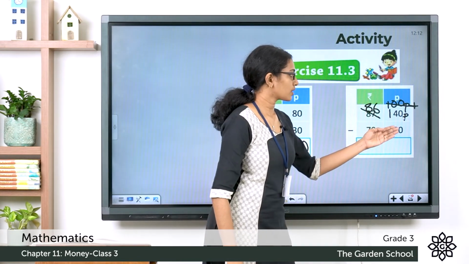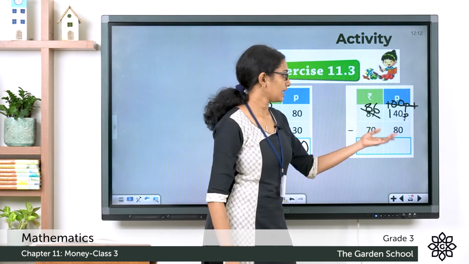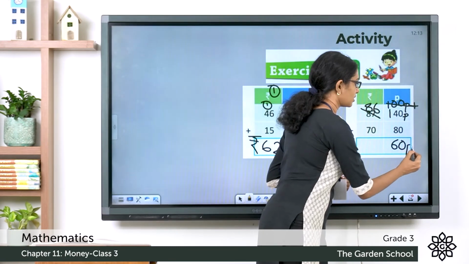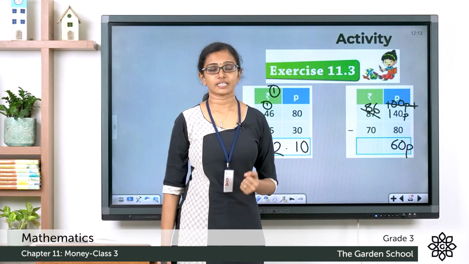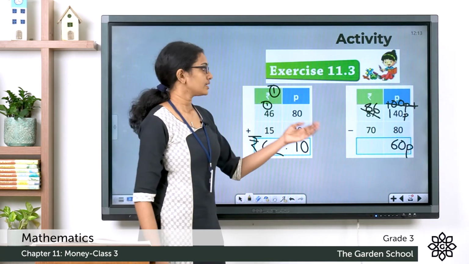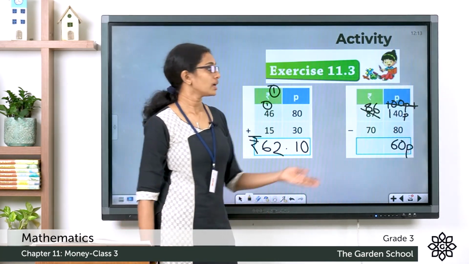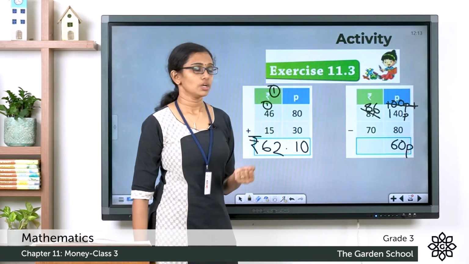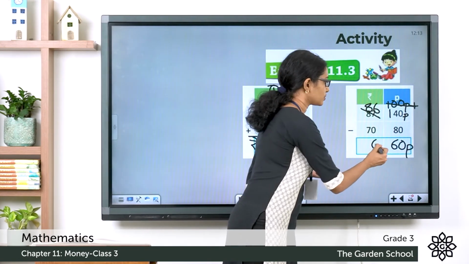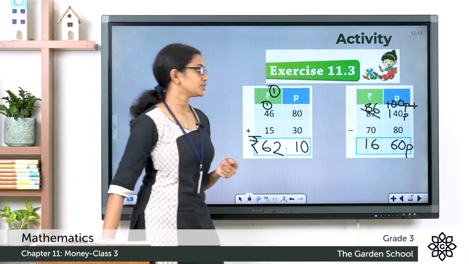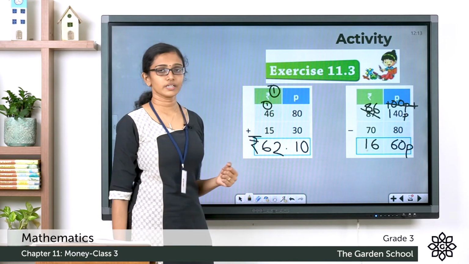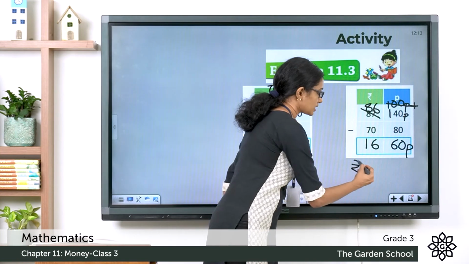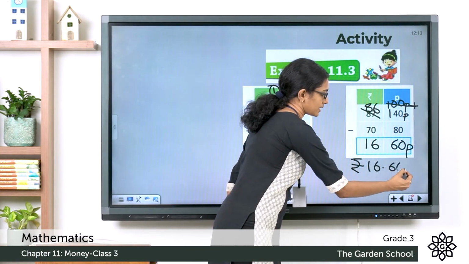So from this 140 paise, we can easily subtract 80 paise. And what is it? It is equal to 60 paise. 140 paise minus 80 paise is equal to 60 paise. Now in the rupee column, we have 86 rupees now at the top minus 70 rupees. So here we have 6 minus 0 which is equal to 6, 8 minus 7 which is equal to 1. So what is the difference here? Here the resulting amount is equal to 16 rupee 60 paise.